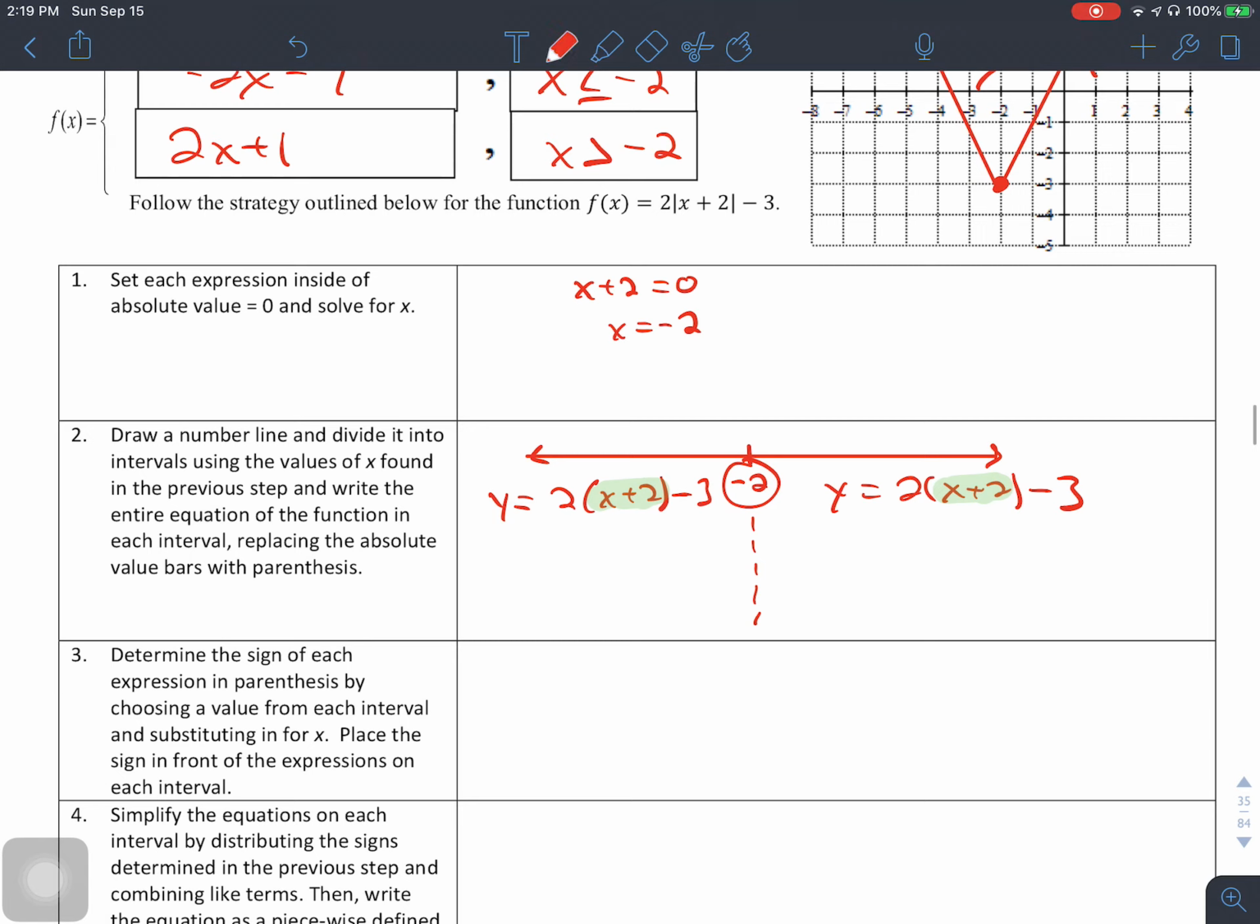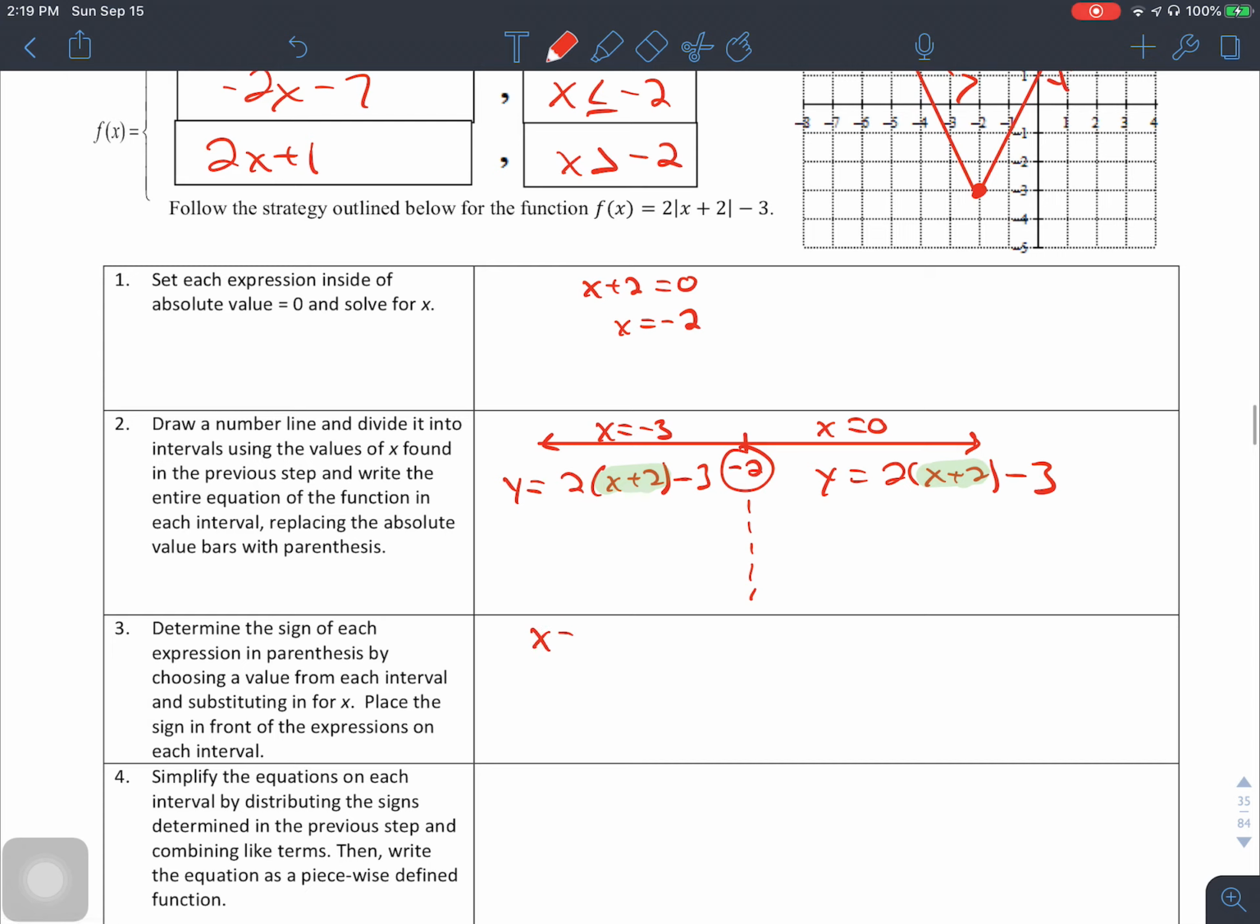Determine the sign of each expression in parentheses. I'm reading number 3 here. By choosing a value from each interval and substituting it in for x, place the sign in front of the expression on each interval. So let me explain. Got this number line up here. We're going to choose a number to the left of -2, like a -3. We're going to choose a number to the right of -2, like a 0.